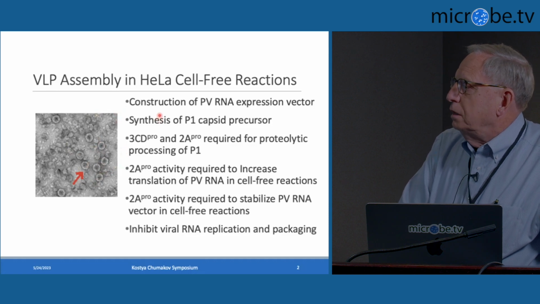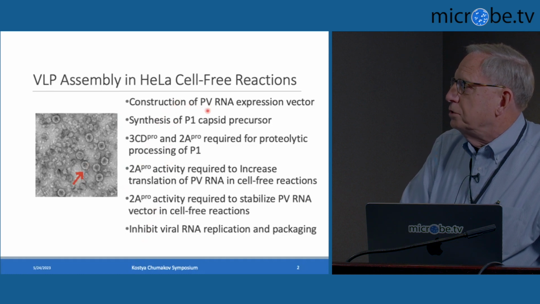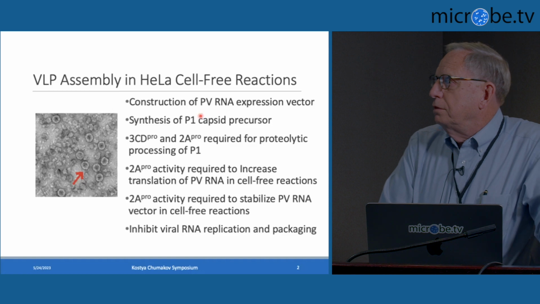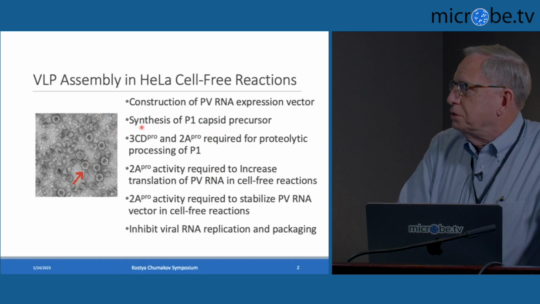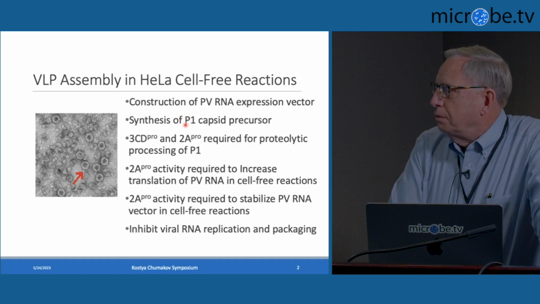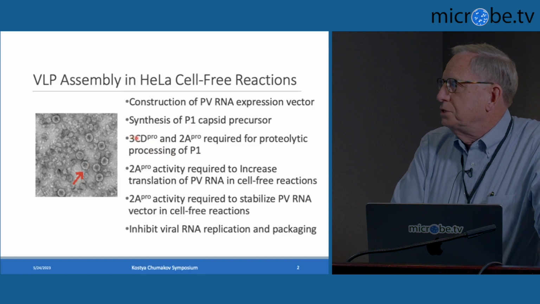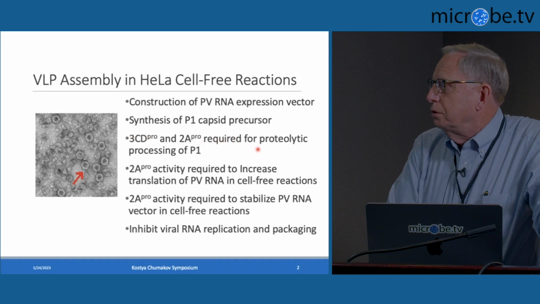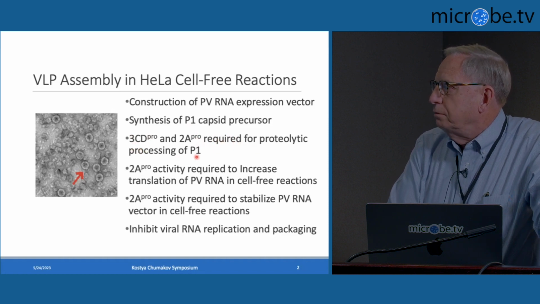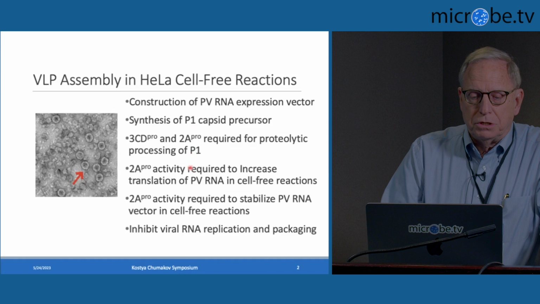And basically, these are what we were thinking of as the requirements: construction of a poliovirus RNA expression vector that would meet the following requirements. We would have to synthesize the P1 capsid precursor protein, so processing would release the capsid proteins. We would need both proteases, 3CD Pro and 2A Pro, for release of the P1 and then the subsequent processing of P1 to form the capsid proteins.